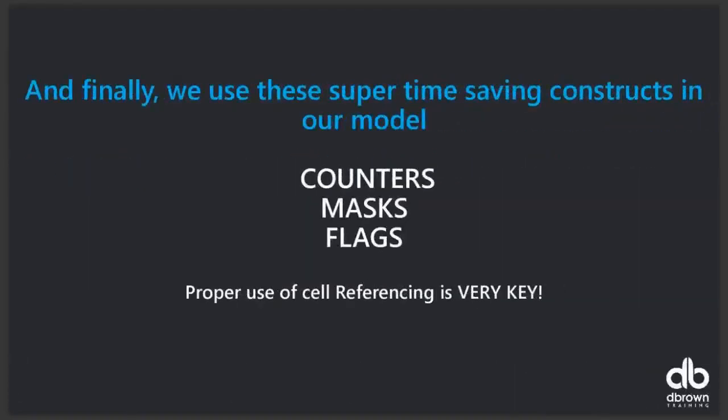Right. So finally, the big tools you need when you want to build your model and put in timing are counters, masks, and flags. We're going to look at them throughout this demo. Counters, masks, and flags are your secret weapon when it comes to building models with excellent timing built in, timing that you can easily explain to anyone, and not use what people call nested IFs. You don't use all those nested IFs. You use counters, masks, and flags. That's what you should use.